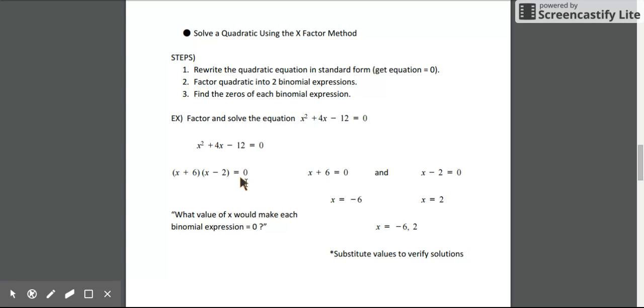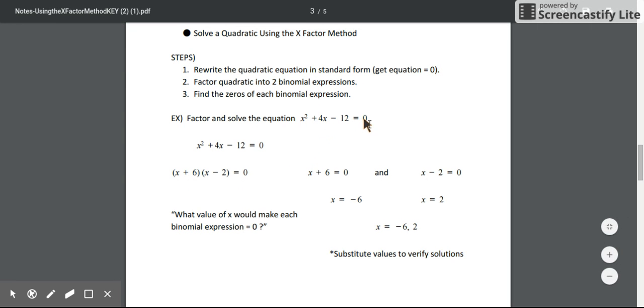And here's our last step. Because our quadratic is set equal to 0, we can find what are called zeros of the expression, which is essentially just setting each of these binomials equal to 0 and solving. So 0 times anything is 0. So if x plus 6 equals 0, the whole thing equals 0. Or instead, if x minus 2 equals 0, then the whole thing equals 0. So we have two possibilities.